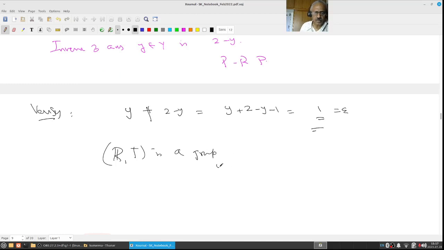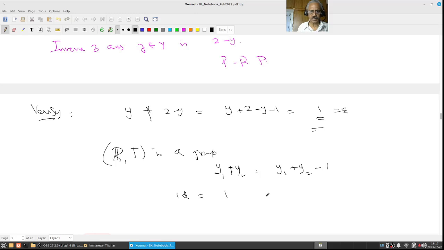Okay, and what is y1 plus y2? That is y1 plus y2 minus 1. What is this? This is the standard addition of real numbers y1, y2 and minus 1. Okay, this is standard addition. This is my new addition on y. And what is the identity element?